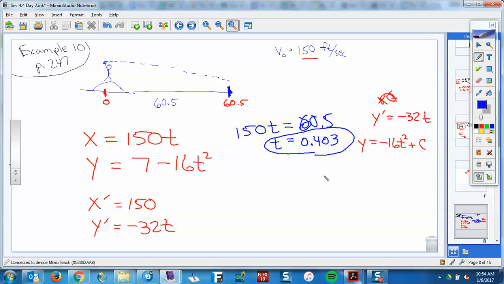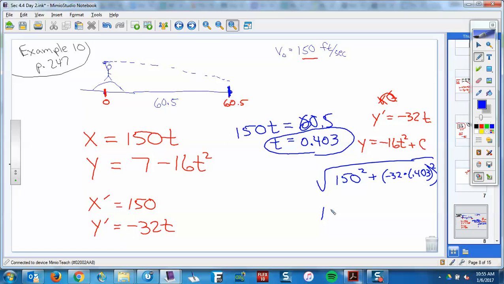Isn't that bad? So this one's 150 all the time, so we don't have to plug anything in, right? So 150 squared plus, and then we would take negative 32 times 0.403, right? And we would square all that. So we would plug 0.403 into our y prime times negative 32. We would square that. What do you get?